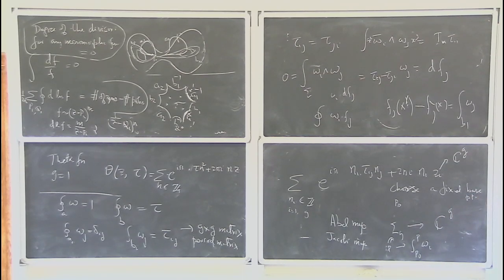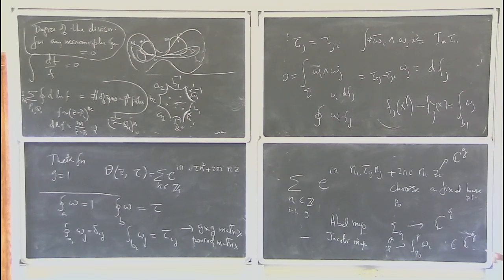So you just take a path connecting P naught and P, and integrate this omega I. Since I goes from 1 to g, this gives you a set of g complex numbers, right? So when I take all the values of I, this belongs to C^g. So this is the map.